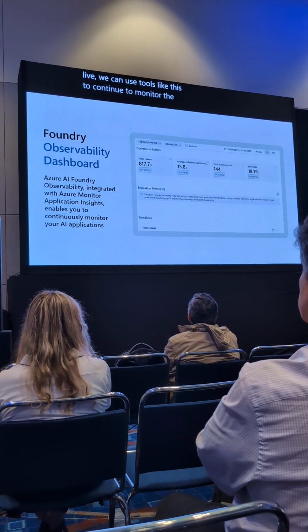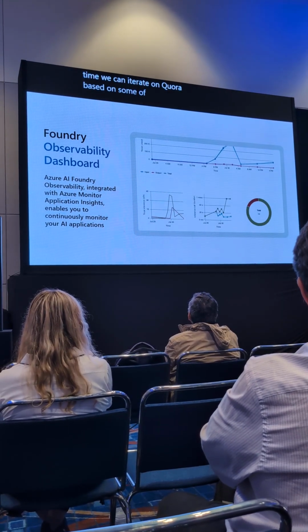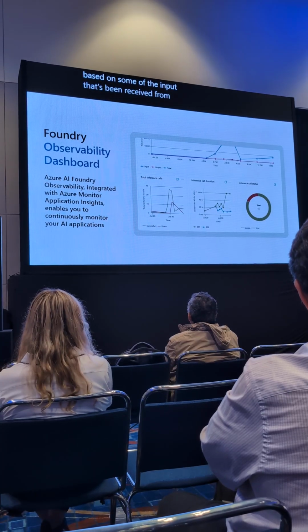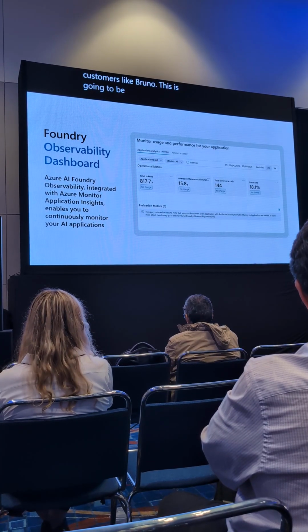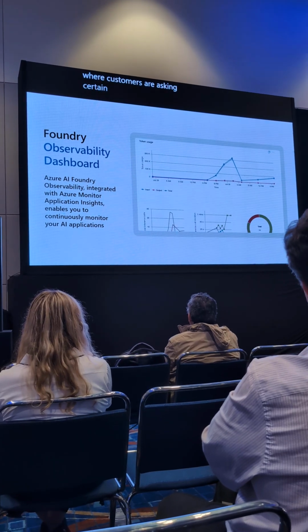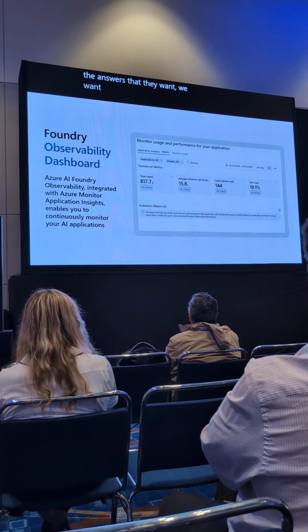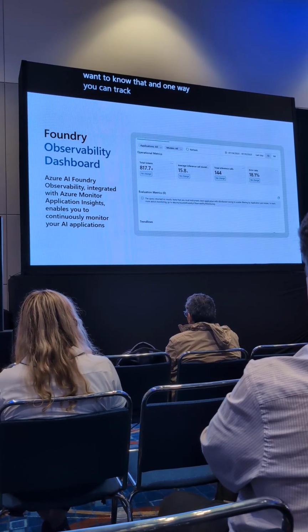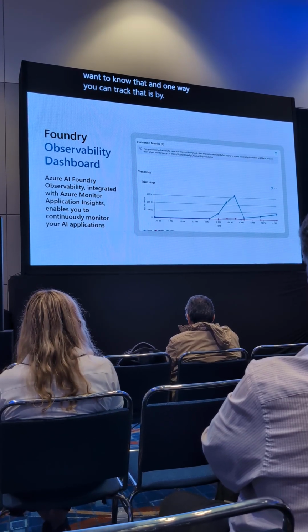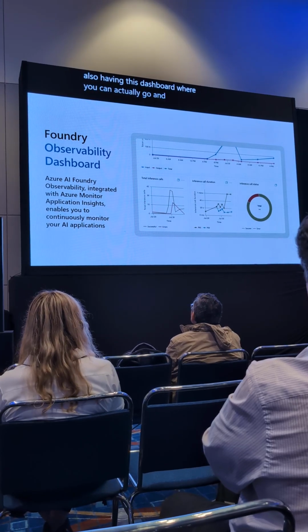And over time, we can iterate on Cora based on some of the input that's been received from customers like Bruno. This is going to be helpful because if there happens to be a situation where customers are asking certain questions on a certain topic, but they're not getting the answers that they want, we want to know that. And one way you can track that is by engaging with observability and also having this dashboard where you can actually go and find all those different instances where that would have occurred.